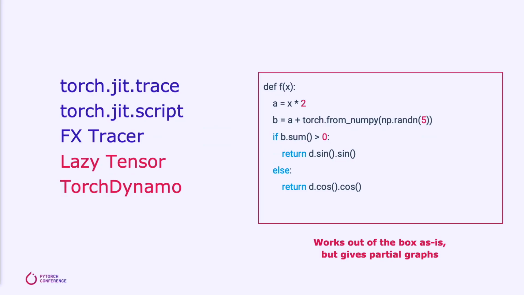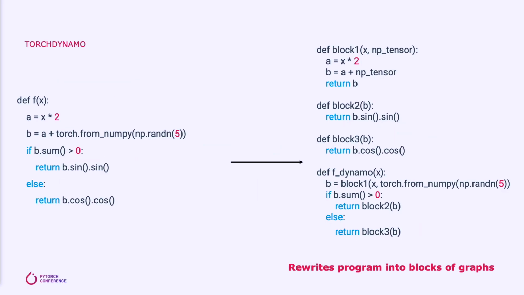Dynamo works out of the box as is, but to the compiler, it gives partial graphs. So what do I mean? You take a piece of code, and Dynamo identifies blocks that can be compiled and cannot be compiled. And then it passes the blocks that can be compiled to the backend compiler, and the pieces that cannot be compiled, it just runs with regular eager mode.